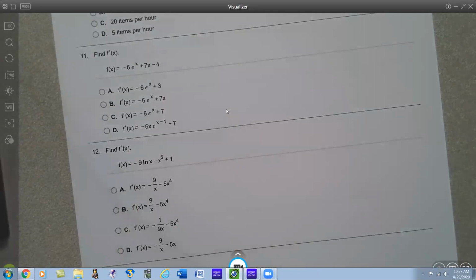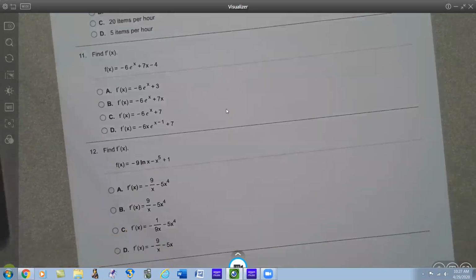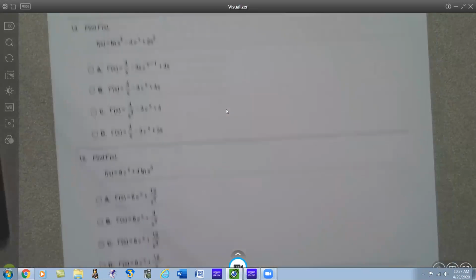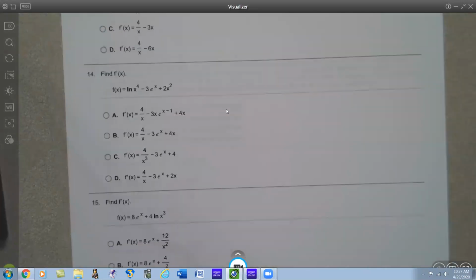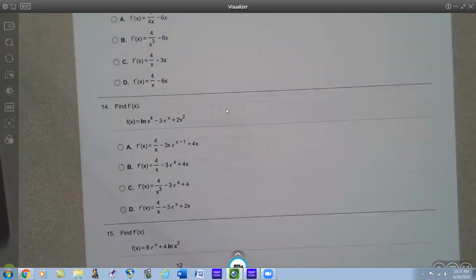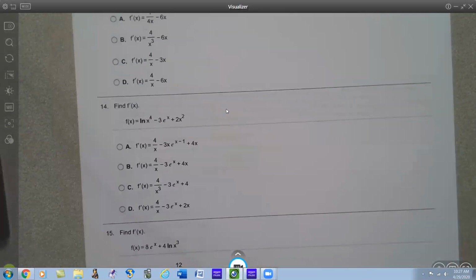So ln x, is that all right? The derivative is 1 over x. Yes. Now this whole page has logs, so it's just a lot of practice. Let's look at 15.